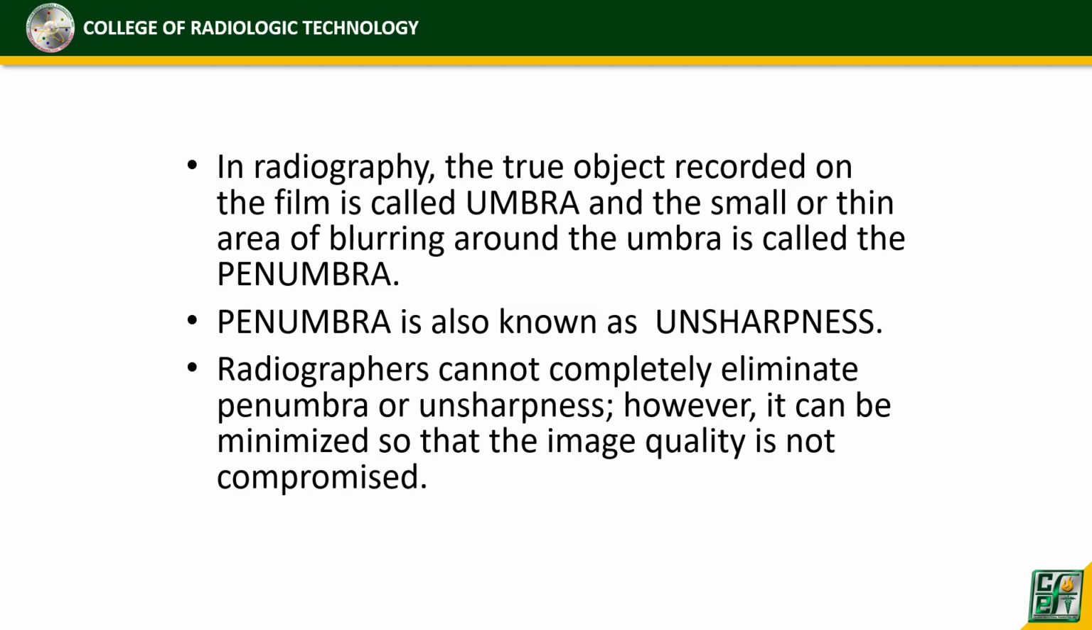So in radiography, the true object recorded on the film is called umbra. And the small or thin area of blurring around the umbra is called penumbra. So, technically, pag sinabi nating umbra, ito yung shadow, ito yung image na nabubuo. Ito dapat yung image na fine yung detail, yung definitions niya is clear and sharp. However, due to certain inherent factors, nagkakaroon ng penumbra. And the penumbra is called unsharpness. It is also known as unsharpness.